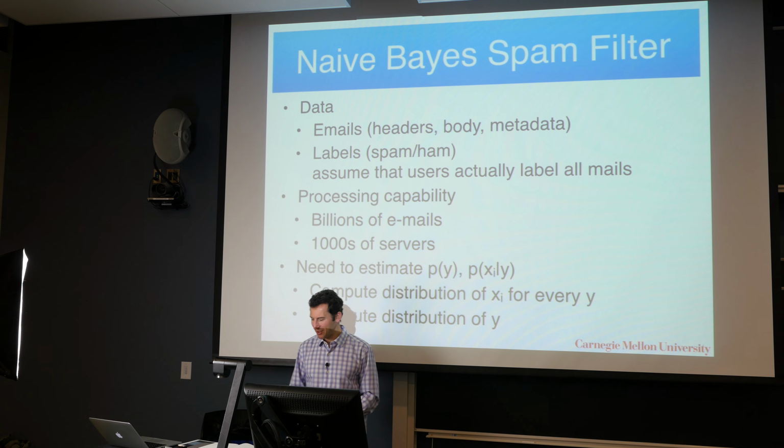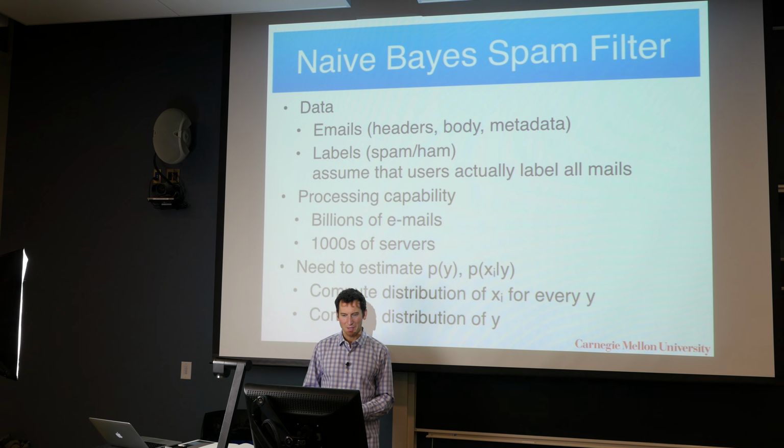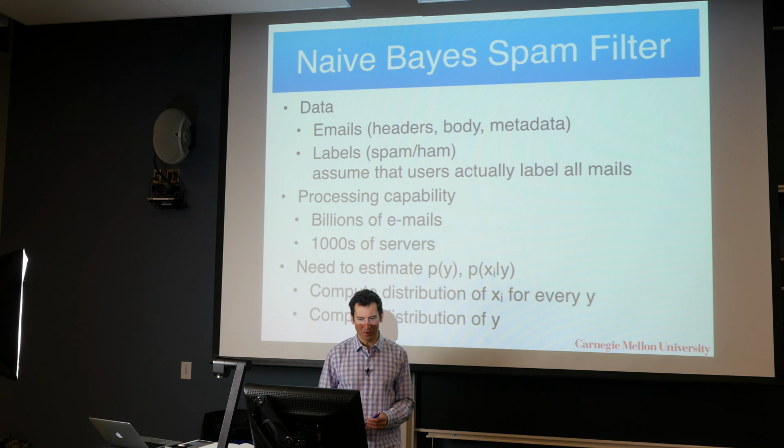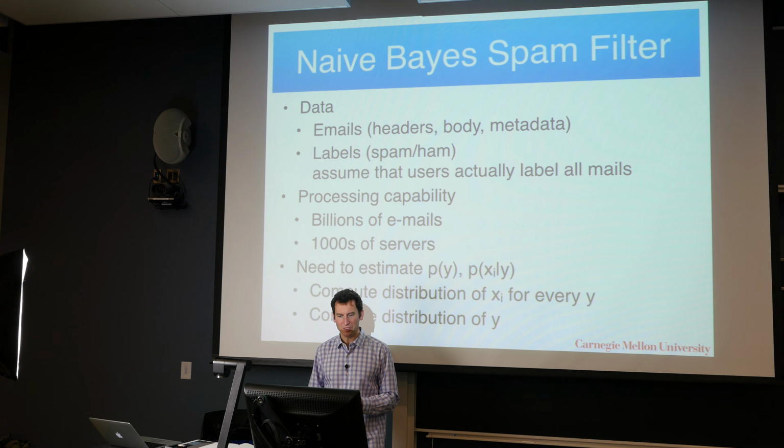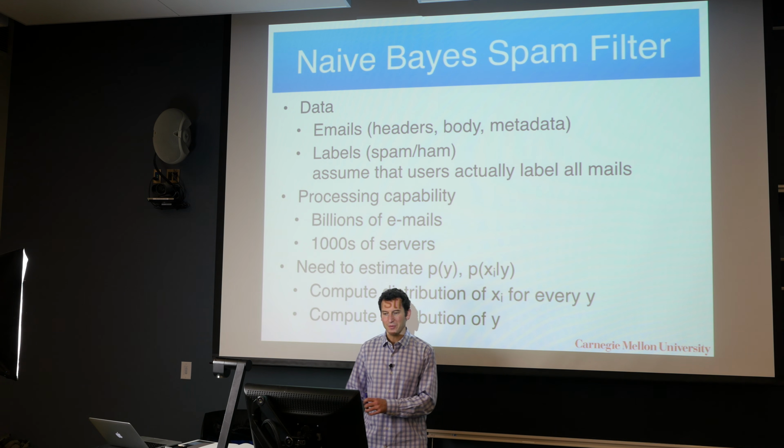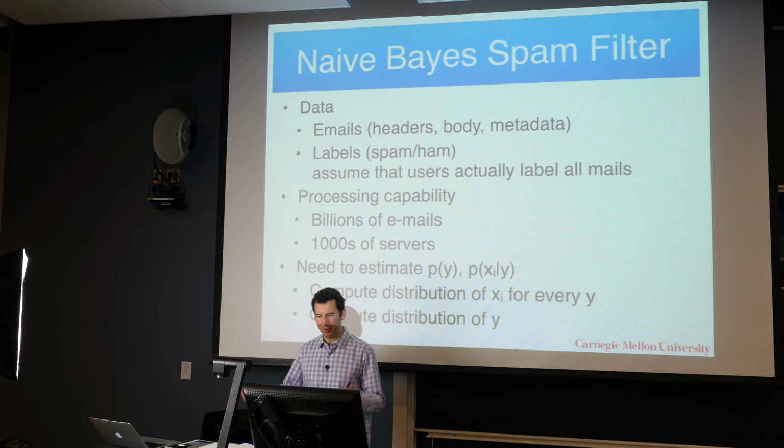Now, one thing that you also need to do is you need to be able to handle a lot of emails, billions of them. You might have 1,000 servers or more. And what we need to do is we need to estimate very efficiently P of y and P of xi given y. We need to compute the distribution of xi's for every one of those y's, and we also need to get P of y.